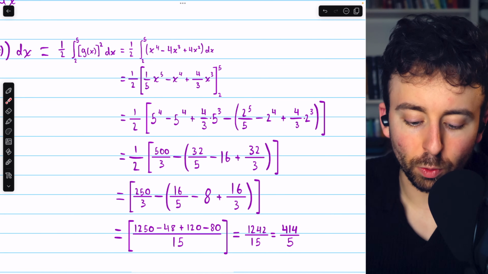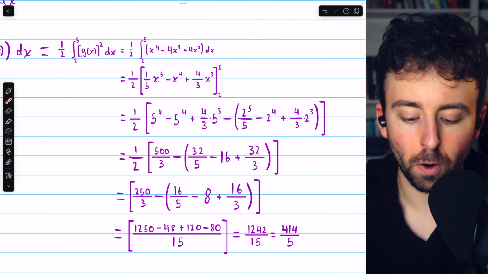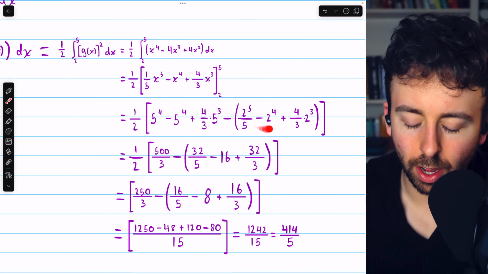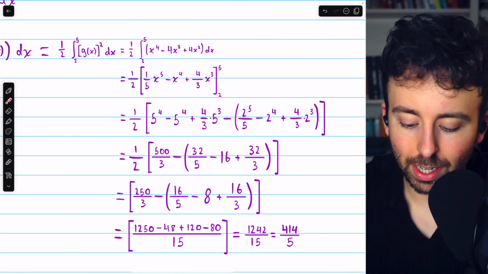You could try taking the derivative of any of these terms and find that it gets us back to the corresponding term in the integrand. We then plug in the upper bound of 5 and subtract, plugging in the lower bound of 2. Then everything from there is just some arithmetic.